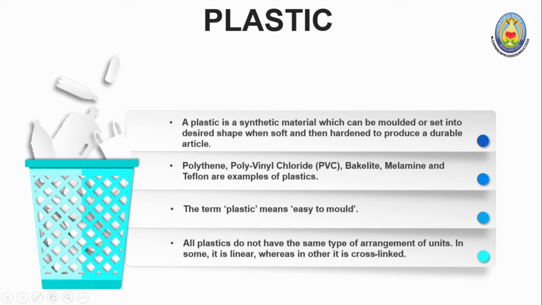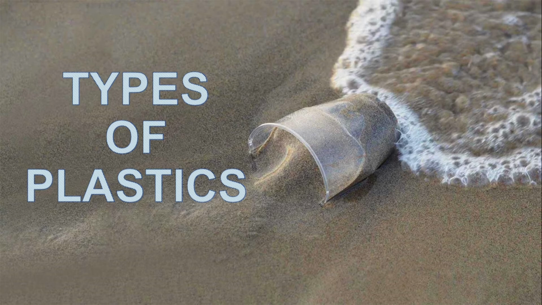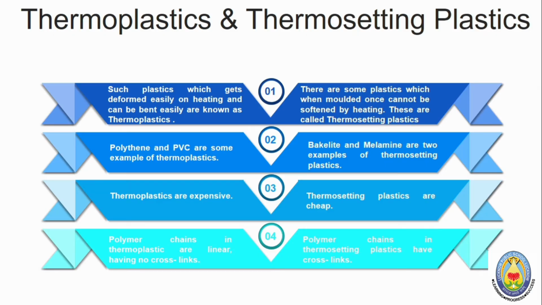Plastics are available in a wide variety of shapes and sizes. They can be colored in bright, attractive colors, recycled and reused. Plastics are of two kinds, thermosetting plastic and thermoplastic. Let's discuss the types of plastic one by one.